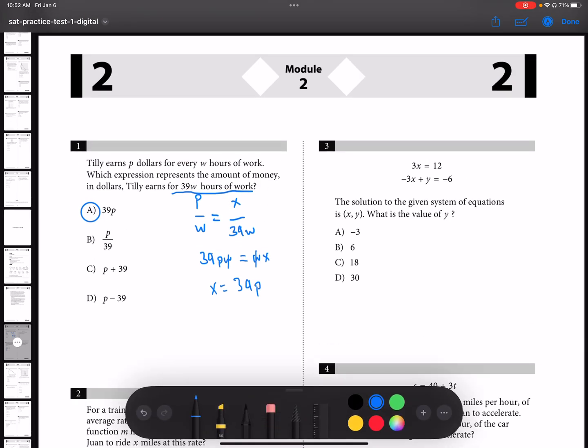Okay, number 3, the solution of the given system of equations is x, y. What is the value of y? I'm going to first find x. 3x is equal to 12. That means x is equal to 12 divided by 3, which is 4.